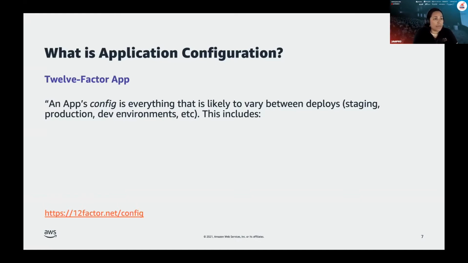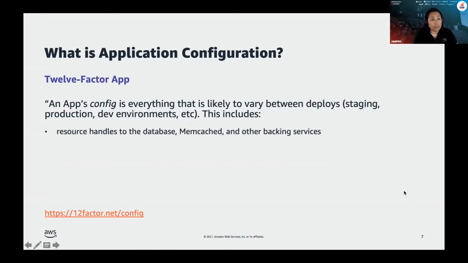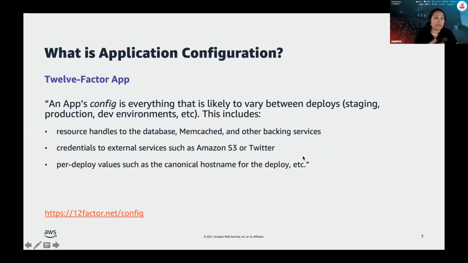And this can include things such as resource handles. So, for example, connection details to databases, to in-memory caches, such as Memcache, or any other backend service that your application is using. It can also include credentials to external services such as Twitter or AWS ones like Amazon S3. And it can also include things that are specific to the deployment environment that you have at hand, such as the hostname for that environment or that deployment.